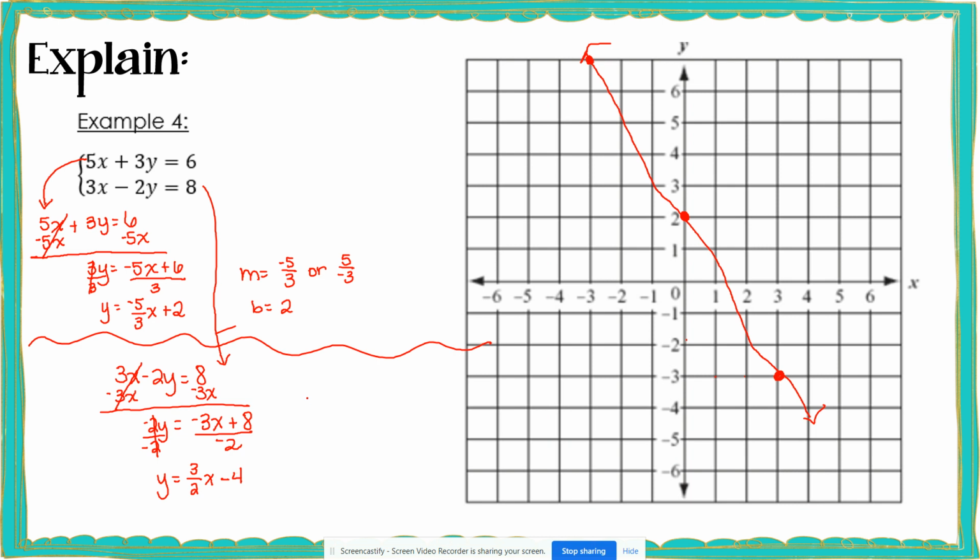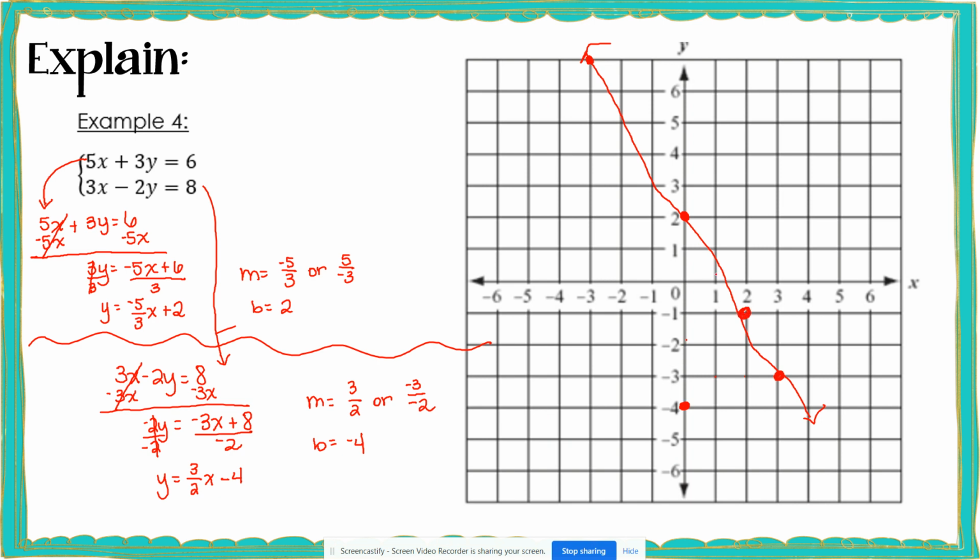So when we graph this, our slope is positive 3/2, or we could write it as both of these opposites: the opposite of 3 is negative 3, and the opposite of 2 is negative 2. And our y-intercept is this negative 4. So if I graph that, I would go down to negative 4 first. And if I use 3 over 2, that's a rise of up 3 and right 2.